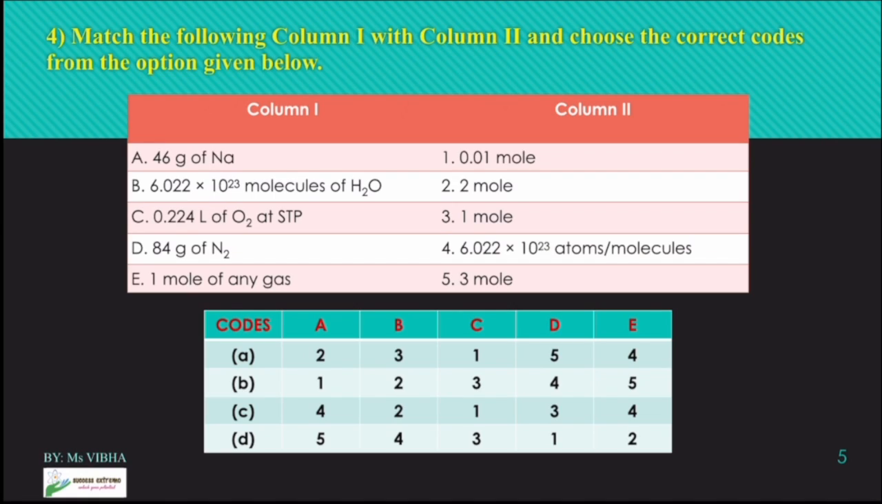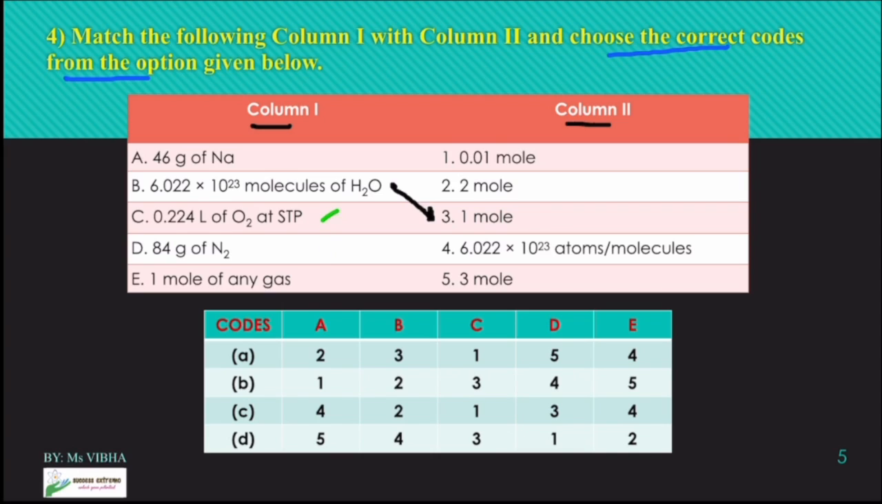The next question is, match column 1 with column 2 and choose the correct code from the options given below. Firstly, 46 grams of sodium, I have to search. So we'll start with option B. 6.022 into 10 raised to the power 23 molecules of water is nothing but Avogadro number, which is nothing but 1 mole. Next is 1 mole of any gas.